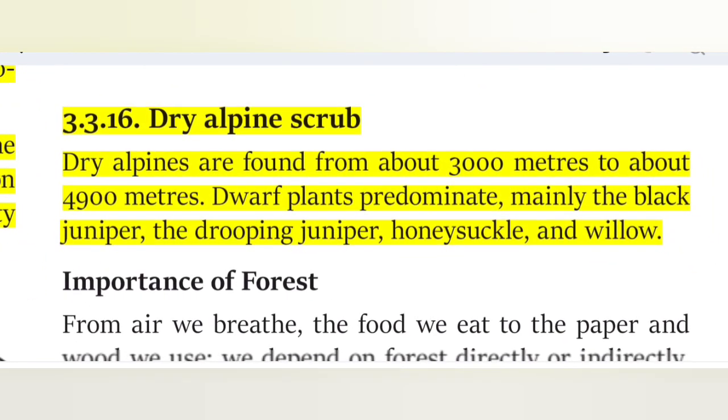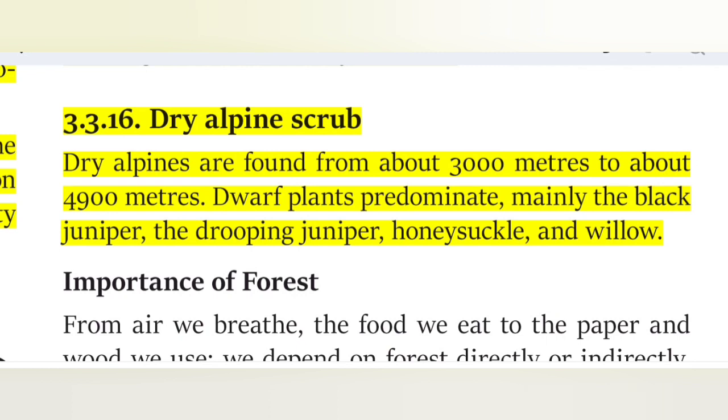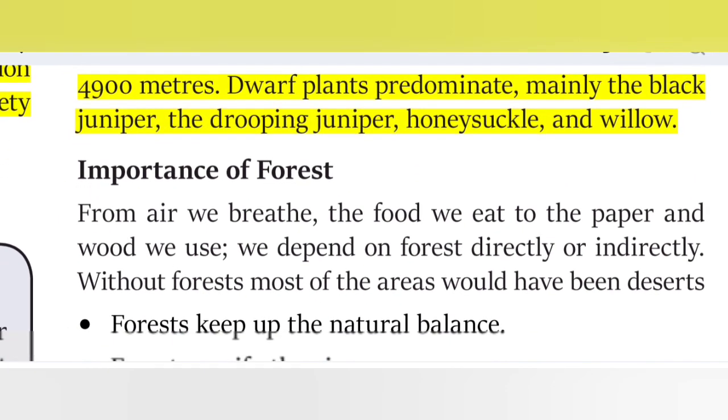Next is dry alpine shrub. This is the 16th part, the last part. Dry alpine is found from about 3000 meters to about 4900 meters. So what will the height be? At 3000 to 4900 meters this dry alpine forest is found. Dwarf plants predominate, mainly black juniper and drooping juniper, honeysuckle and willow.